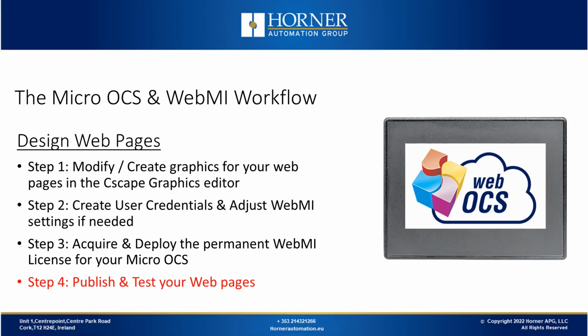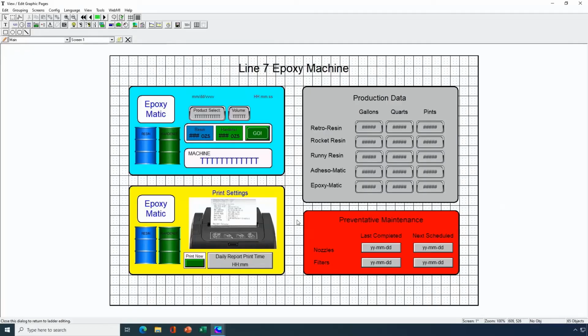The very last step in our workflow is to publish and test our web pages. Going back to Cscape, we go back to our WebMi menu, and then there's a couple of things that we can do. First, we can hit Publish Website here. With this option, Cscape will take all this screen development that we've done and all the settings that we've adjusted and create web pages that reflect that.